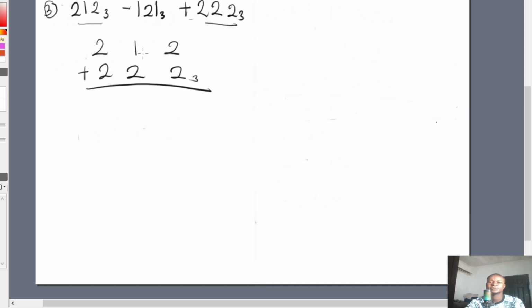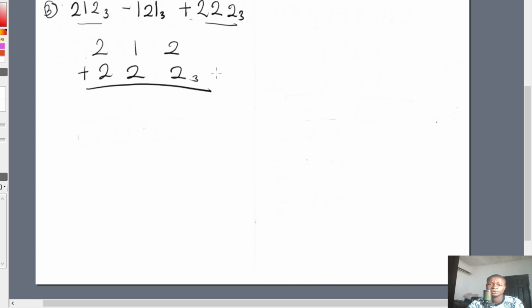If we have something like this and they are not in equal base, the first thing we have to do is to convert everything to base 10. We take normal addition and subtraction, and the answer that we get, we now convert it back to the required base. So that's what we are going to do to that one. So we should take note of that. So let's add this.